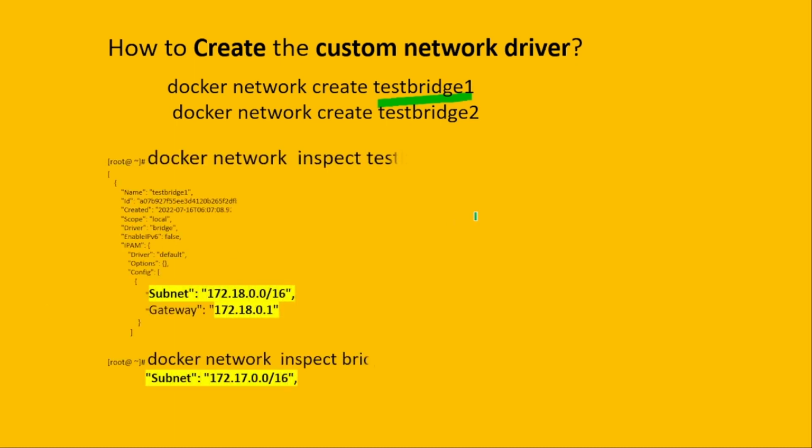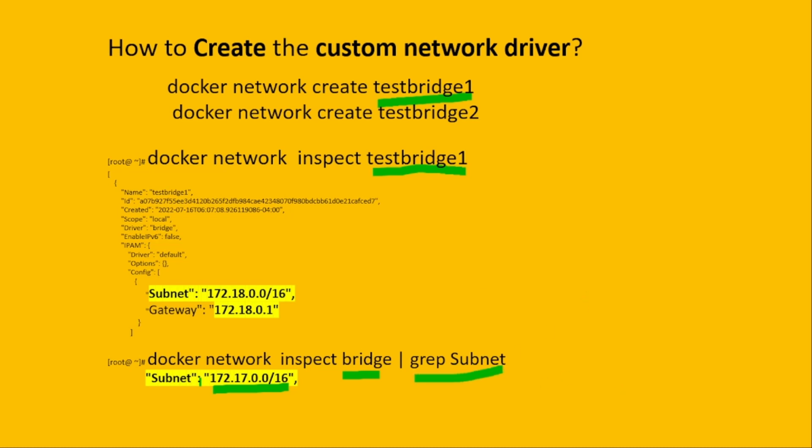And if we inspect this test bridge, we'll get that the subnet is 18.0 and the default gateway is 18.0, and the subnet here is 17.0. It's a bridge and this is my custom bridge. So it is having the 17.0 and it is having 172.18.0. I just grab subnet. Okay, so let's move forward.